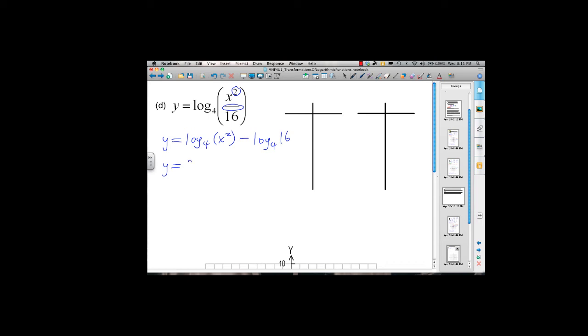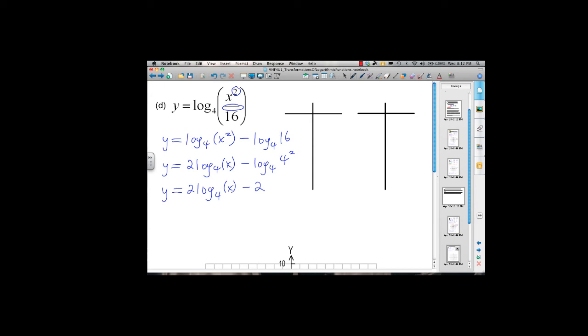So this would become 2 times log base 4 of x, and I'm subtracting log base 4 of, ultimately 16 is 4 squared. So now, fully simplified, my equation could look like 2 times log base 4 of x, and then log base 4 of 4 squared would just be 2. So with my equation written like this, it is now a lot more clear what the actual transformations will need to be, which we'll get to momentarily.